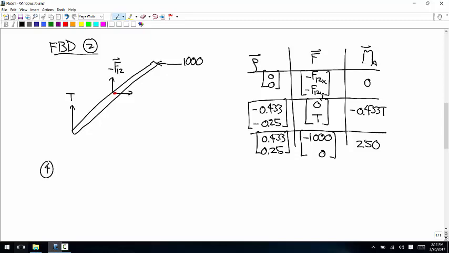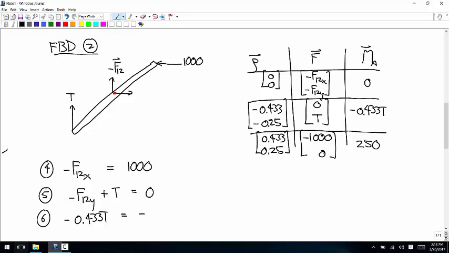And so equation four is the x component of Newton's second law. That says negative F12x plus 0 minus 1,000 is equal to 0, so negative F12x is equal to positive 1,000. So you add them all up, set them equal to 0, and then I move the constant over to the other side later. Okay, and equation 5 says negative F12y plus t is equal to 0. And the 6th equation says negative 0.433t plus 250 is equal to 0. So negative 0.433t is equal to negative 250.